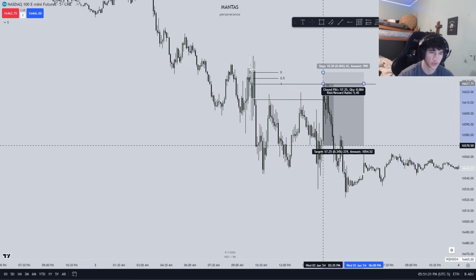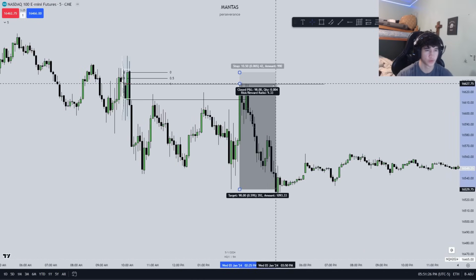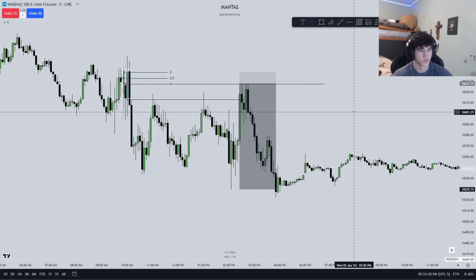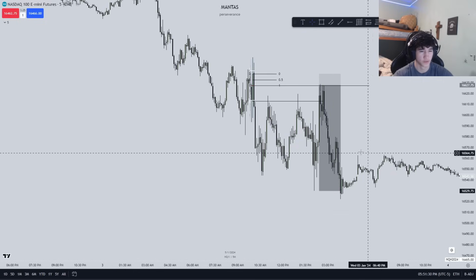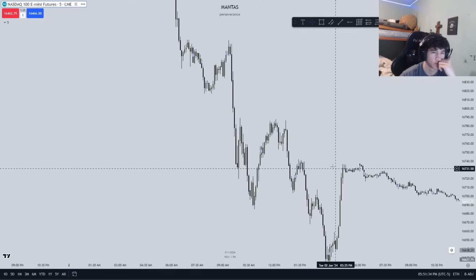So of course we target opposing liquidity right here, we target the slow, and there we go. It's a pretty good short, 100 handles, 1 to 9ers reward. Cut it at the top, got it out the bottom. It's a pretty good play. So let's keep going back in time.